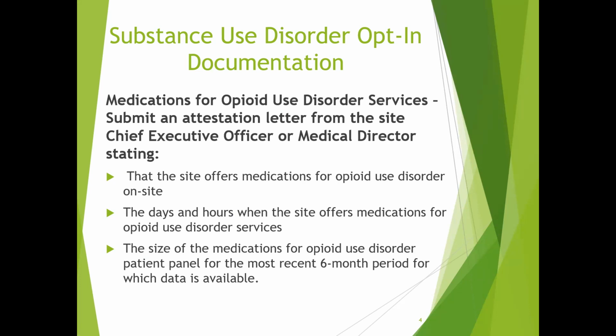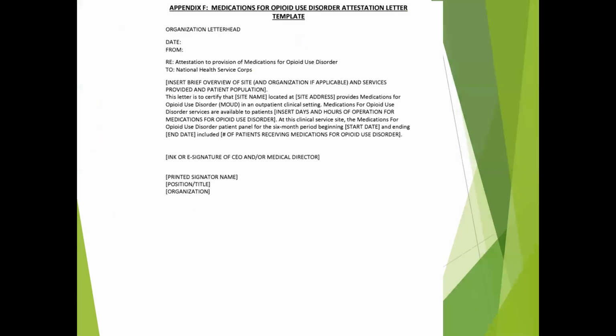And basically in that letter, it must state that the site offers medication for opioid use disorders on site, the days and hours when the site offers medication for these opioid use disorder services, and the size of the medications for opioid use disorder patient panel for the most recent 6-month reporting period for which data is available. So including all of that within that letter.